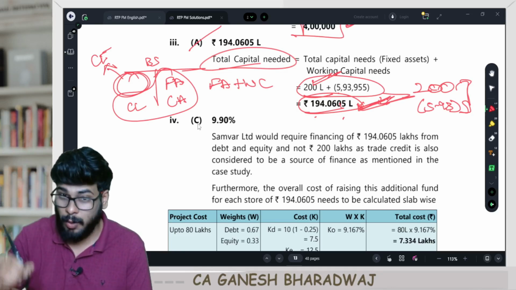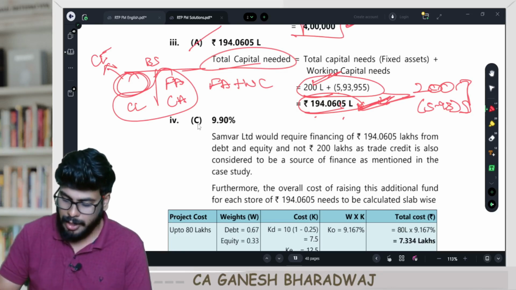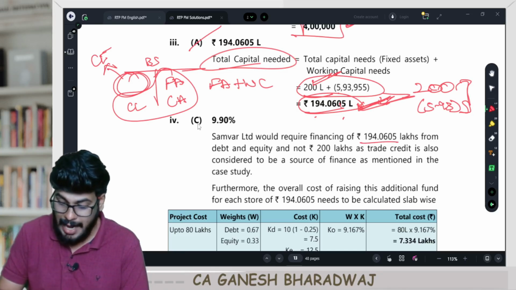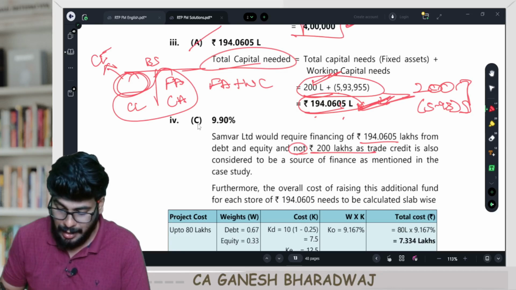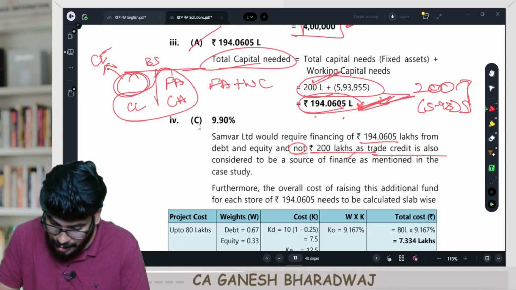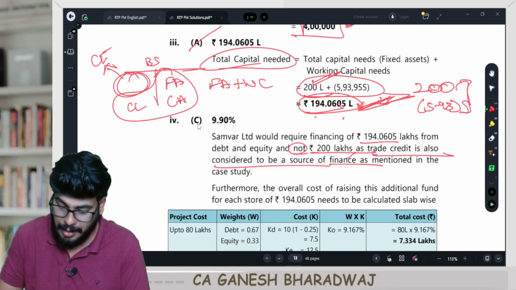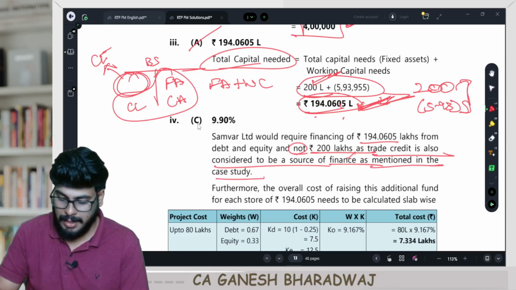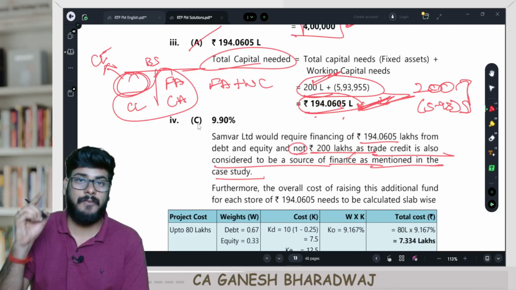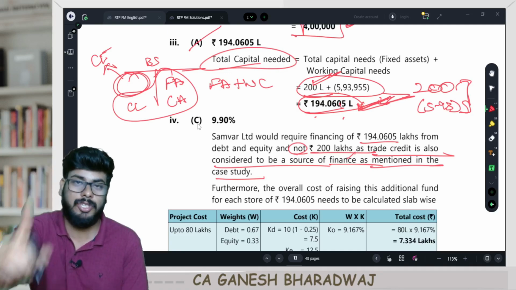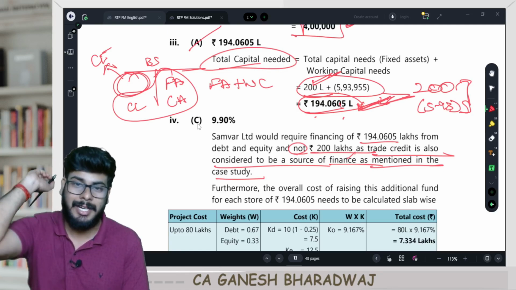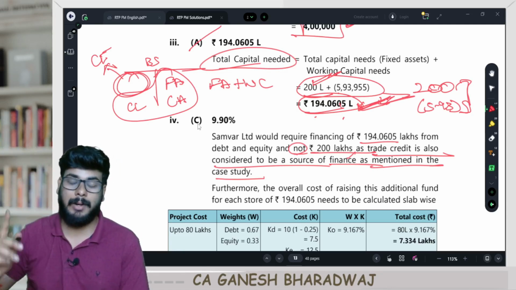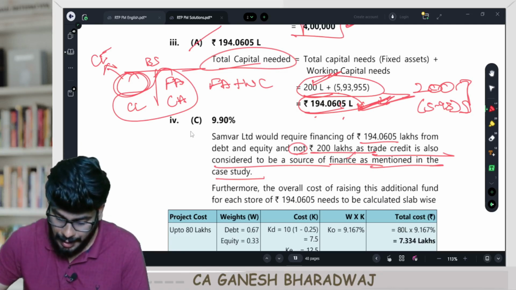Now, look at this. This is what is given here. Samvar Limited would require financing of 194.0605 lakhs from debt and equity, and not 200 lakhs, since the trade credit is also considered to be a source of finance as mentioned in the case study. Because it is mentioned in the question, I am adjusting. Else, cost of capital is always focused only on long-term sources of finance. It is only talking about your long-term funding requirements, not your working capital requirements. Let's be very, very clear about that, right?